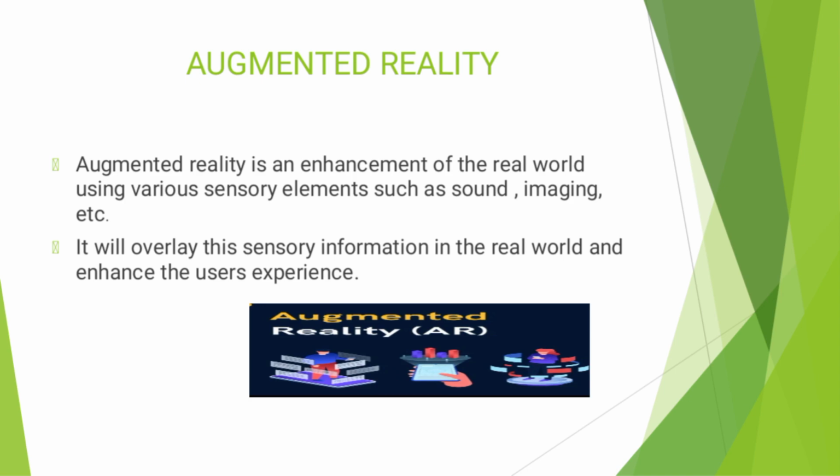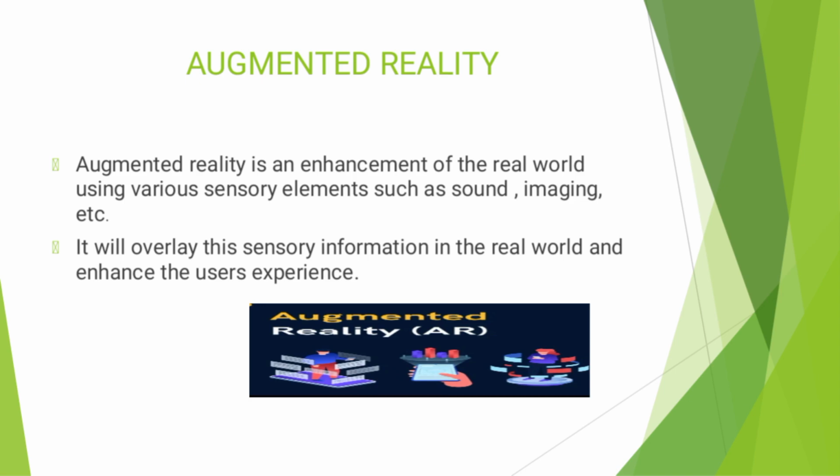Then what is meant by augmented reality? Augmented reality is an enhancement of the real world using various sensory elements such as sound, imaging, etc. It will overlay sensory information in the real world and enhance the user's experience. The concept of augmented reality is that virtual objects and imagination are put up in the real world. Augmented reality does not put us into any virtual or computer-generated graphics. Rather, it just creates a sense of illusion in digital gadgets. The users still have access to the real world and they can fully interact in both dimensions.